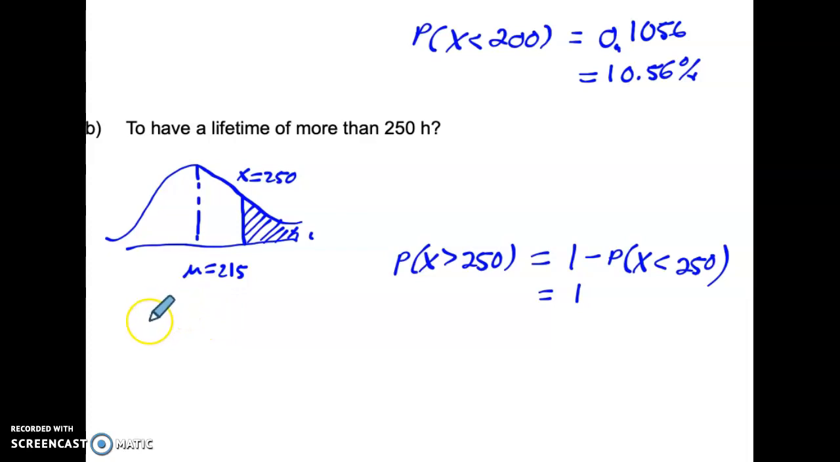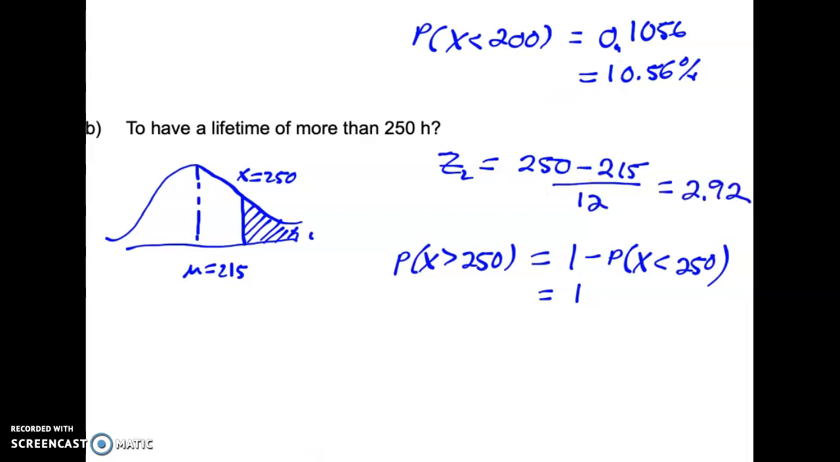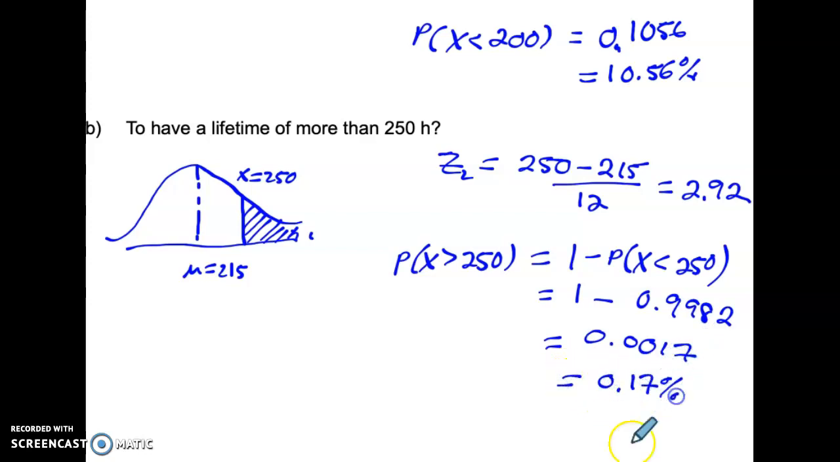So we start with our z-score. So we're going to do 250 minus the mean divided by the standard deviation. And we get a z-score of 2.92. Okay, and then if you go and look that up in your table, that would be 0.9982. And when we do 1 minus that, we get a probability of 0.0017, okay, or 0.17%. And that is our light bulb question.